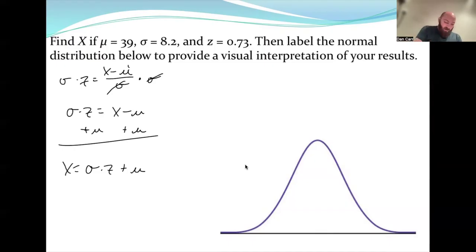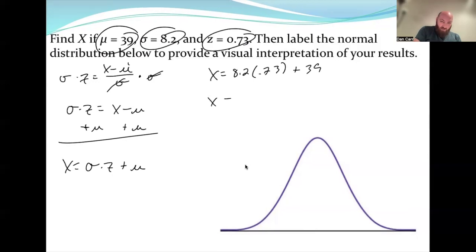Now I'm just going to plug in my numbers here, here, and here so I can find my x value. So x is equal to 8.2 times the z-score, which is 0.73, plus the mean, which is 39. So x comes out to 44.99. My interpretation here is that the x value that is 0.73 standard deviations above the mean is 44.99.